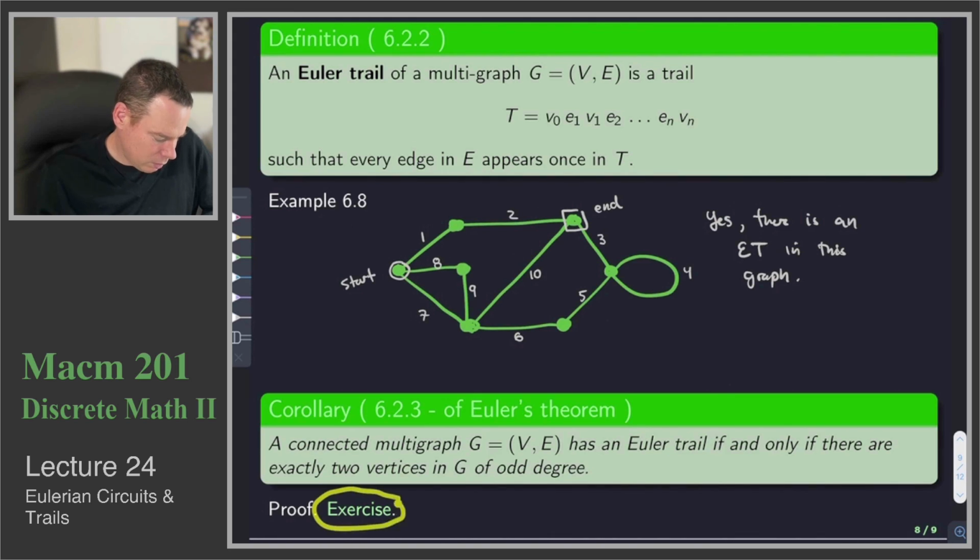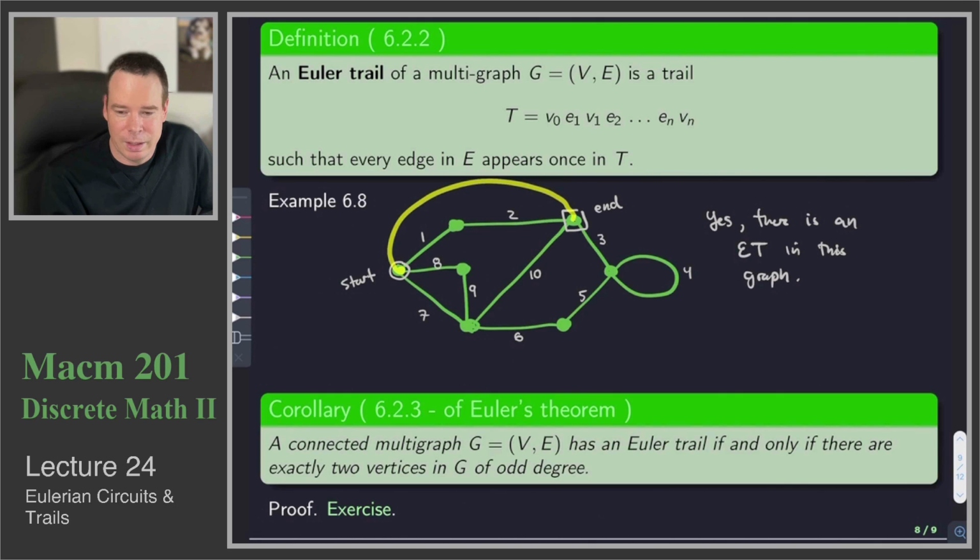I've left the proof as an exercise, but I will indicate very quickly how we could prove this using Euler's theorem. If I look at my graph up here, if I just add this extra edge in, now my graph is all the green edges plus that one yellow edge. Now this is a graph with all even degree vertices, therefore there is an Euler circuit in it. So I could draw my Euler circuit on it. Once I've drawn my Euler circuit on it, I let that edge disappear, and I'm left with an Euler trail. And so that's how we could prove it. It's left as an exercise, but that's the idea.